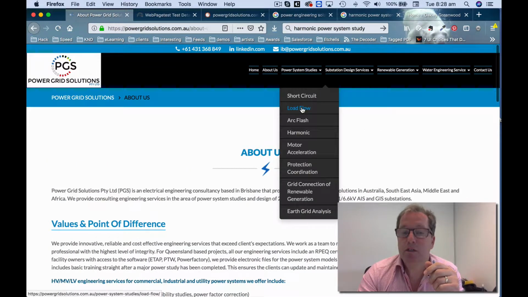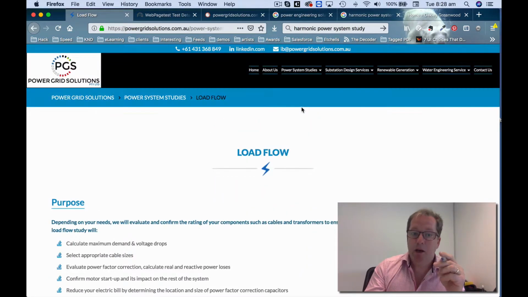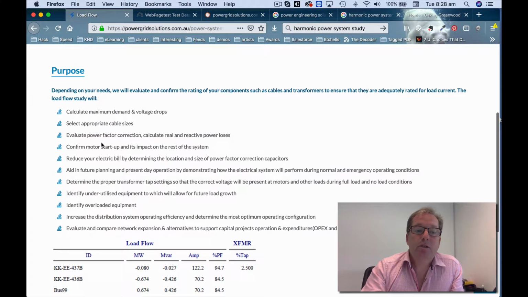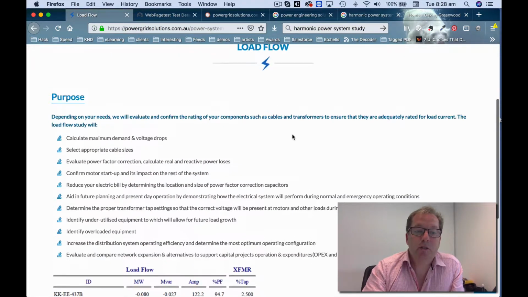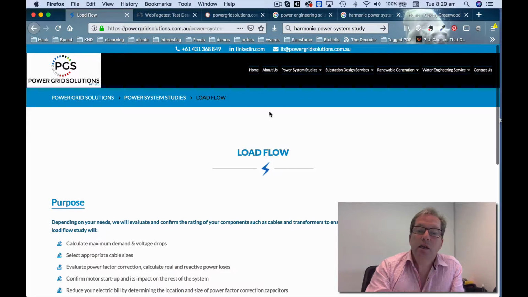This is an example of a service page that you've got, your load flow power system studies. I would imagine that's what you were trying to talk about. You do talk about the purpose with quite a bit of text in one block and a graph, but it's not really telling the story about a user.